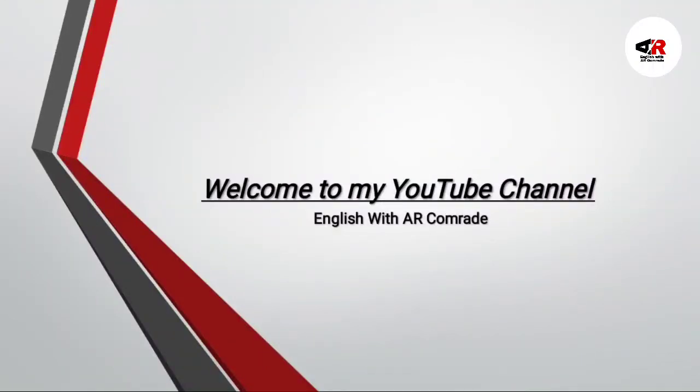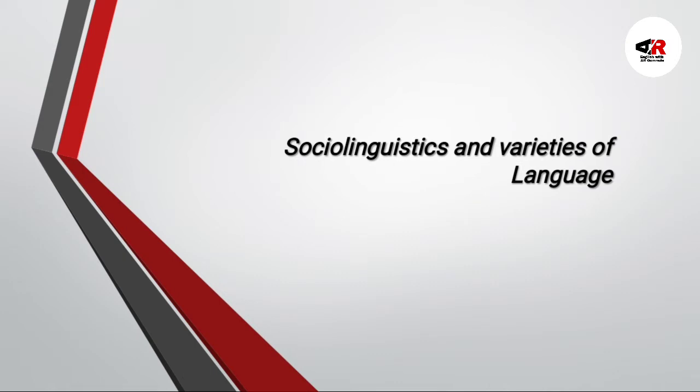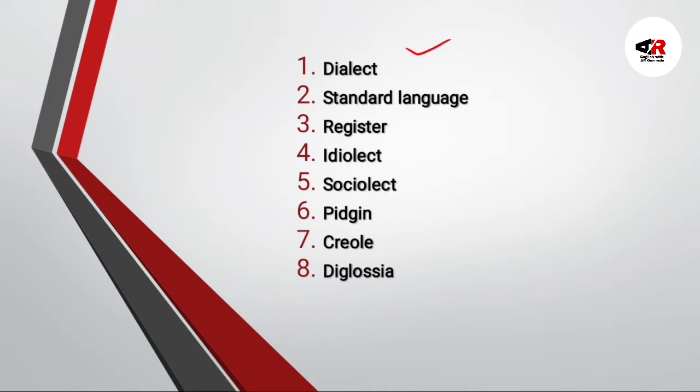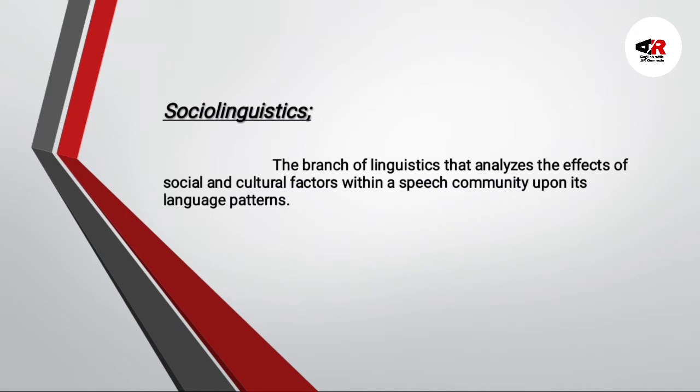Today we are going to talk a bit on sociolinguistics and varieties of language. What are the varieties of language? So let's get started. The first one is dialect, standard language, register, idiolect, sociolect, Pidgin, Creole, and the last we have is diglossia. So first we will see what sociolinguistics means.